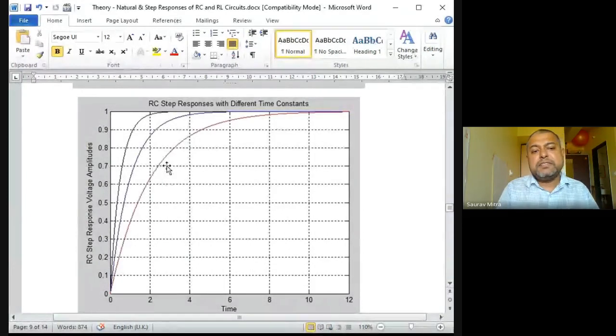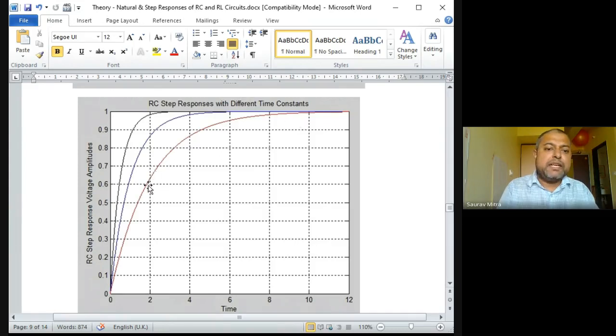Now I'm showing you three graphs. This is the first graph, red. This is the second graph, blue. This is the third graph, black. They are with different RC for a step input. So the input is given like a step. What is meant by step? At 0 it directly goes up and stays like this. This is the step input.